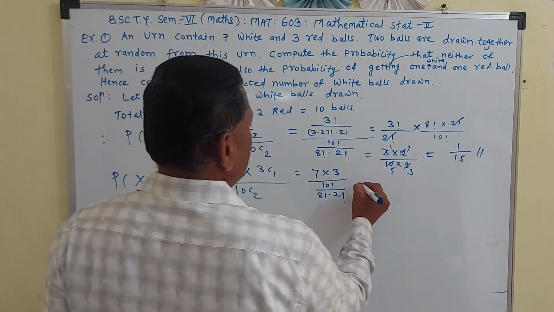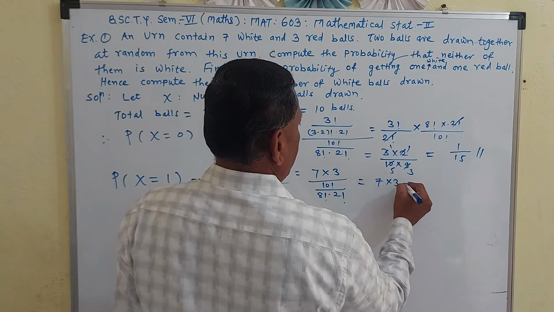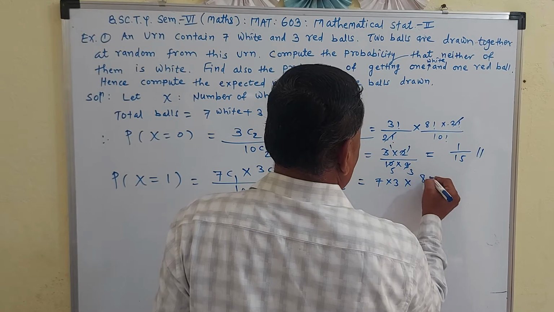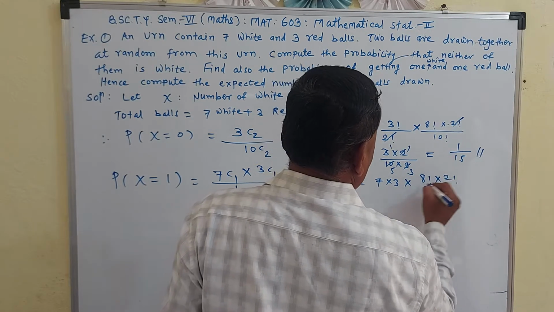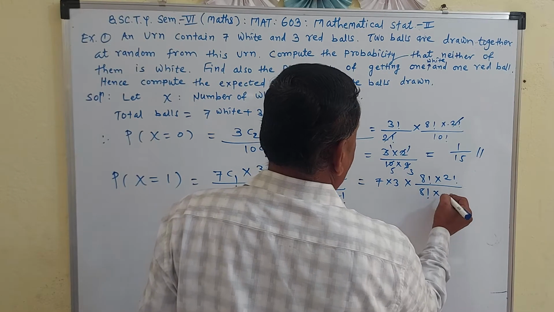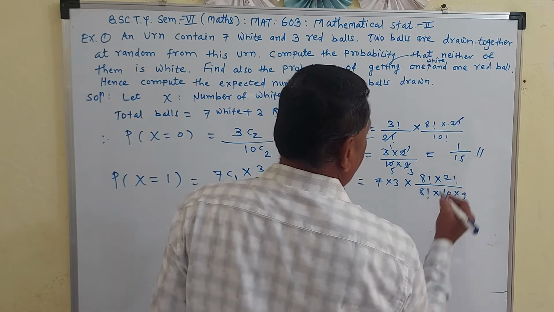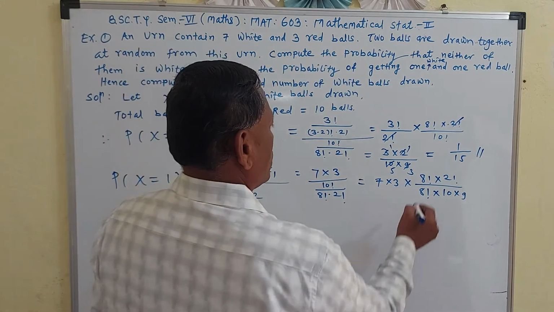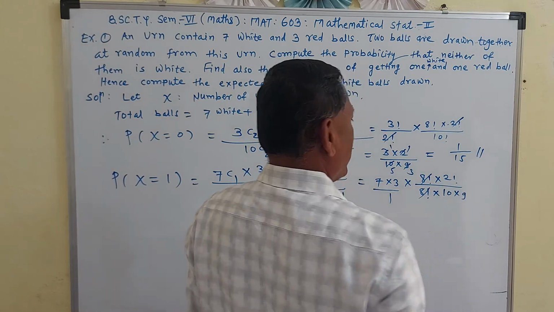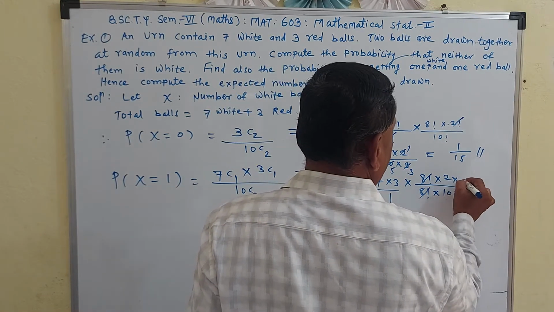So this can be written as 7 into 3 into factorial 8 into factorial 2 upon factorial 10, which can be written as 10 into 9 into factorial 8. So factorial 8 cancels, and factorial 2 means 2 into 1.